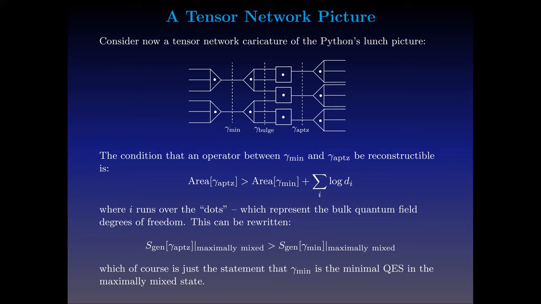And so this equation can be rewritten as a statement that the generalized entropy of this appetizer surface in the maximally mixed state is larger than the generalized entropy of this minimal extremal surface in the maximally mixed state. So in other words, the relevant thing to ask is which of the quantum extremal surfaces is minimal in the maximally mixed state of our code subspace.